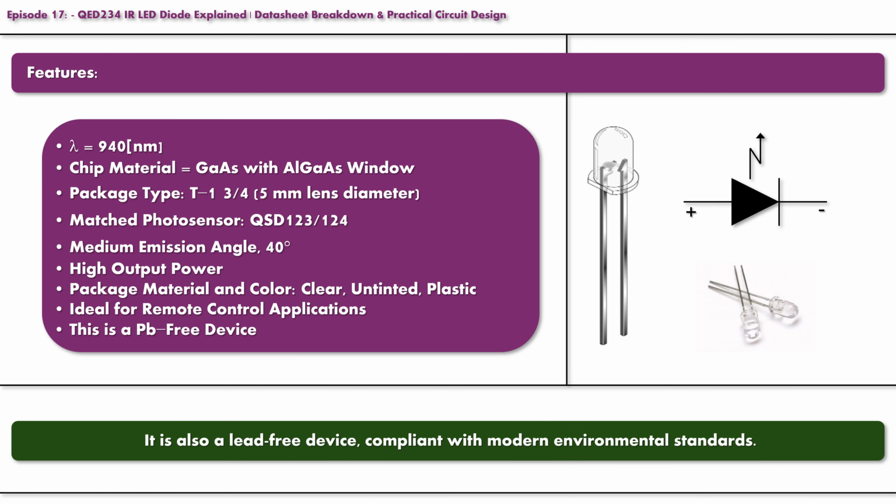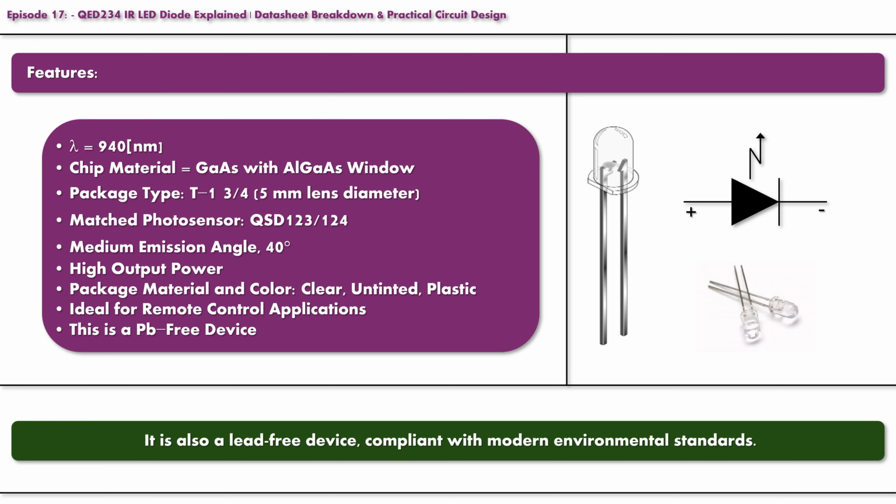The QED234 is an infrared LED that emits light at a wavelength of 940 nanometers, which is commonly used in remote control and sensing applications. It is built using a gallium arsenide chip with an aluminum gallium arsenide window, allowing for efficient infrared output. The LED comes in a standard 5mm clear plastic package and produces a focused beam with a medium emission angle of about 40 degrees, making it suitable for directional transmission.